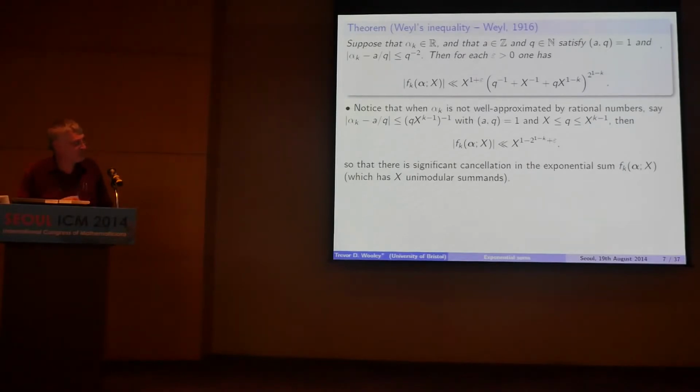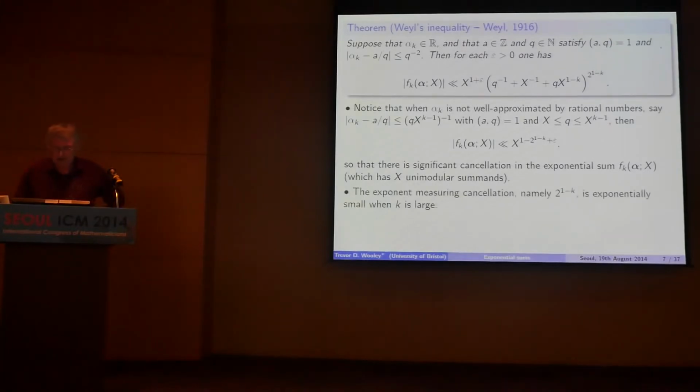And if you choose parameters appropriately, if your alpha k is not too well approximated by rationals, you can assume that q lies between x and x to the k minus 1, say. And if you're in some subjects, like ergodic theory, you might call this a Diophantine condition on alpha. This is a natural condition to impose. Almost all alpha satisfy this condition. Then the strength of this estimate is better than the trivial estimate, which is x, by a power x to the 2 to the 1 minus k. So something which is exponentially small.